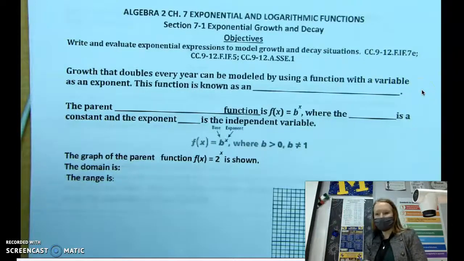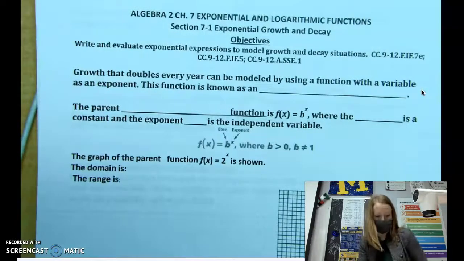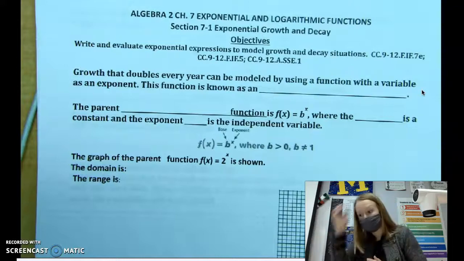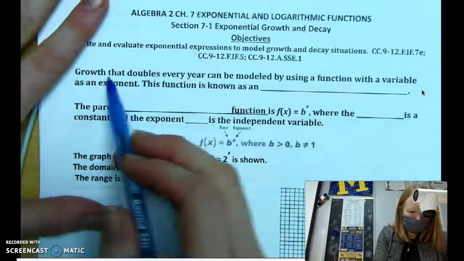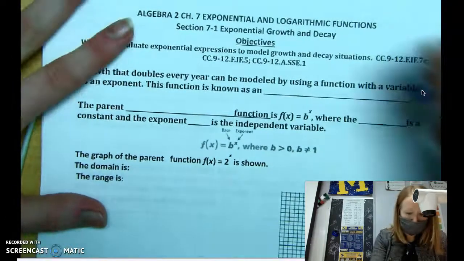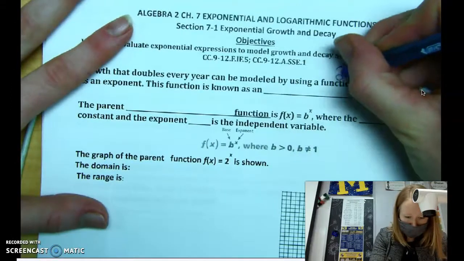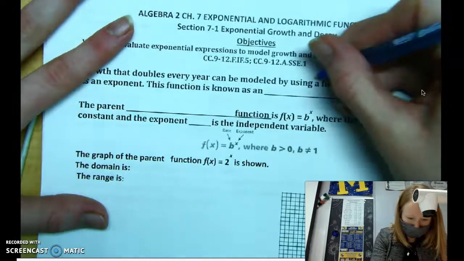We have exponential growth and exponential decay. The idea of today is that we're going to write and evaluate expressions. We're going to graph one, too, just to show you what it looks like, to remind you. So if we have something like growth that doubles every year, it can be modeled using a function with a variable as an exponent. So the idea is it's 2 to the t, you're doubling every year, where t is equal to the number of years, right?